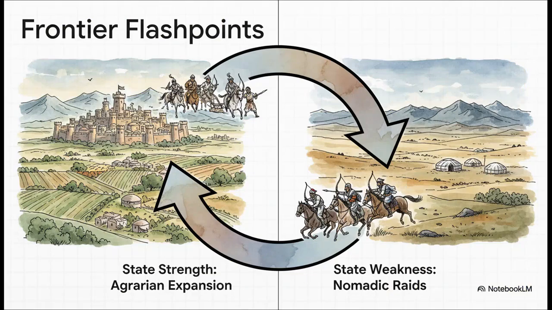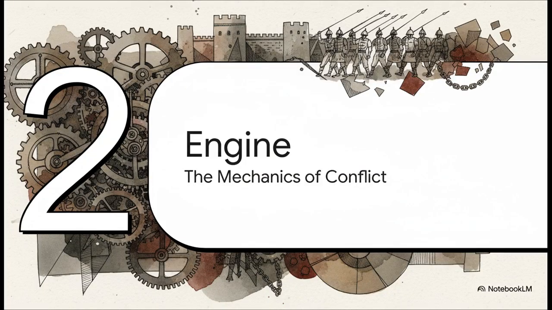And this frontier conflict had a really interesting rhythm to it. When a kingdom was strong and stable, its farmers would push out into traditional nomadic lands. But when that same kingdom got weak or fell into chaos, you could bet that nomadic raiders would come sweeping in. It's this constant ebb and flow that the great historian Ibn Khaldun wrote about centuries ago, a powerful, cyclical engine of war. Okay, so we've covered the sparks.